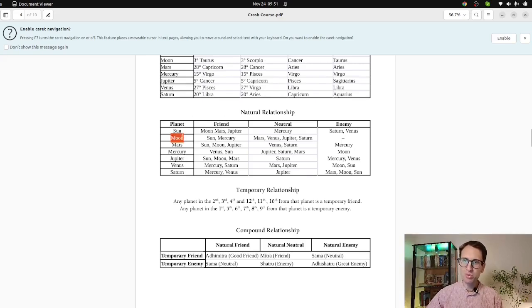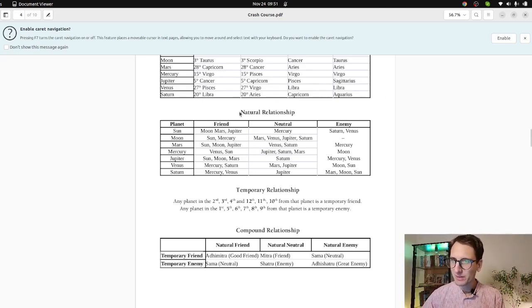Funny way is Moon considers Mercury a friend, but Mercury considers Moon an enemy. So if you have a Moon and Mercury conjunction, Mercury will be unhappy, Moon will be happy. Moon will be delighted by Mercury, but Mercury will be disgusted by the Moon. Anyway, there's a story to this, but it will blow up this video by many hours if we want to tell all the stories that are there.